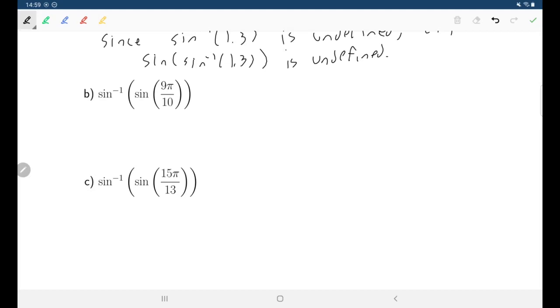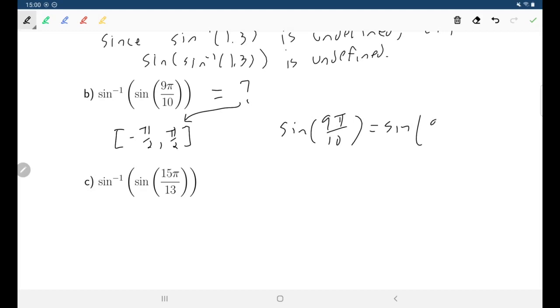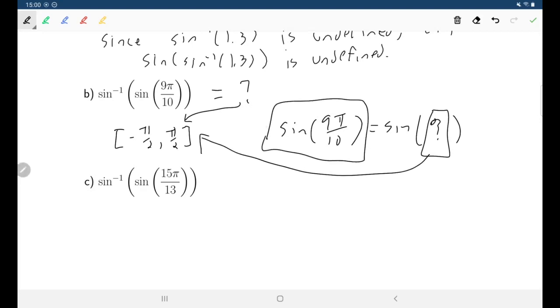So remember, the idea here is that whatever we're going to get as our output is going to be an angle that is in that interval from negative pi over 2 to pi over 2. And whatever that angle happens to be, it has to give us exactly the same value that sine of 9 pi over 10 would be. So really, that's kind of what we're looking for here. We're asking ourselves, what is the angle that's in that interval from negative pi over 2 to pi over 2 that would give us the same value for sine as sine of 9 pi over 10. So let's figure this out.